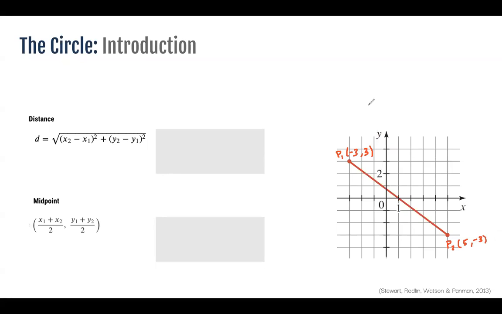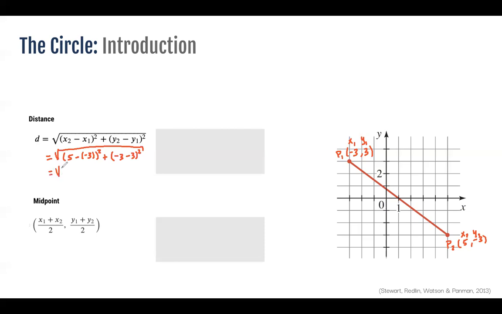Now that I have my 2 points, because this is point number 1, I'm going to label this as x1, y1, and this one x2, y2. And then I'm going to substitute those values on the formula. So I'm going to end up with x2 as 5 minus x1, so minus -3, squared, plus y2, in this case -3, minus y1, so minus the +3, squared.